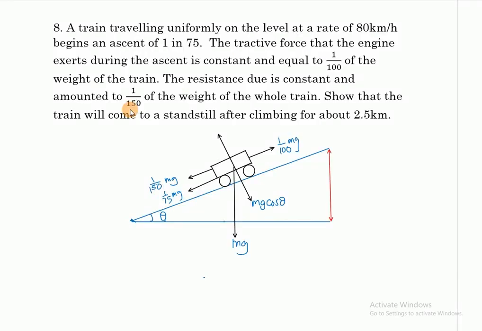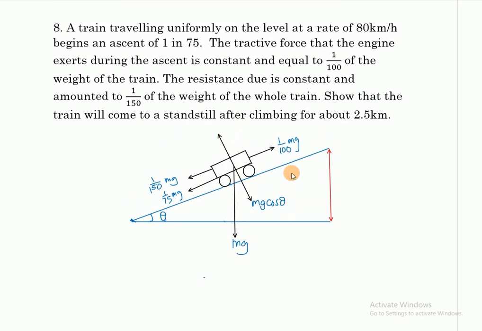Here we have that a train traveling uniformly on the level at a rate of 80 km/h begins an ascent of 1 in 75. The attractive force that the engine exerts during the ascent is constant and equal to 1/100 of the weight of the train. The resistance is constant and amounted to 1/150 of the weight of the whole train. Show that the train will come to a standstill after climbing for about 2.5 kilometers.